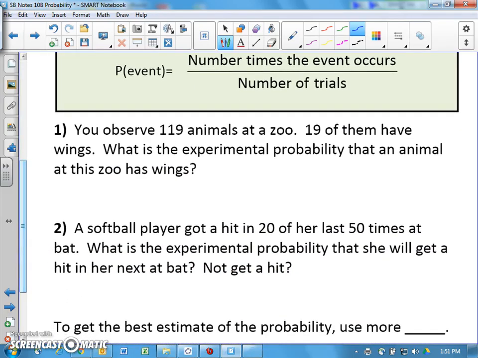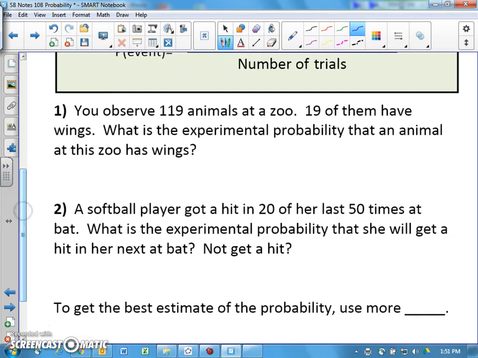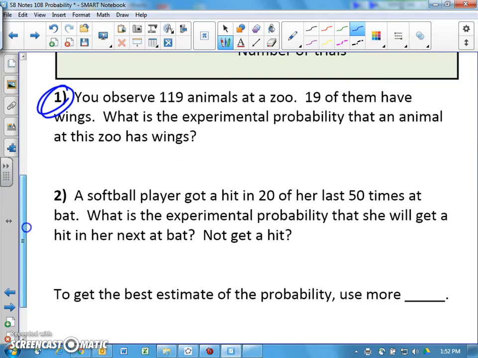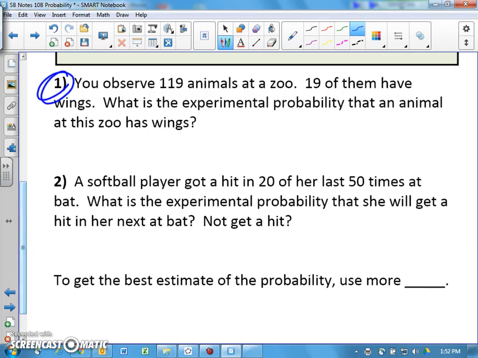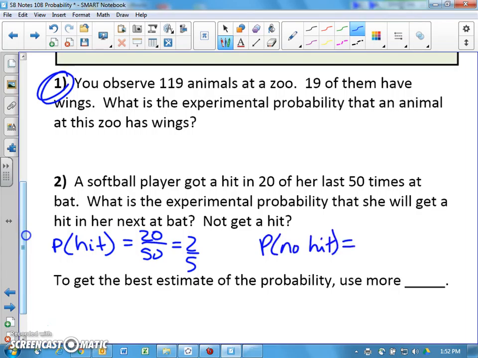So for example, let's look at number 2. I'm going to have you come back and do number 1 on your own. A softball player got a hit in 20 of her last 50 at-bats. So the probability that she gets a hit is going to be 20 out of 50, or 2 out of 5. And then the probability that she doesn't get a hit would be the other ones. If 20 times she got a hit, then that means 50 minus 20, or 30 out of 50, she did not get a hit. So that would have a probability of 3 out of 5.